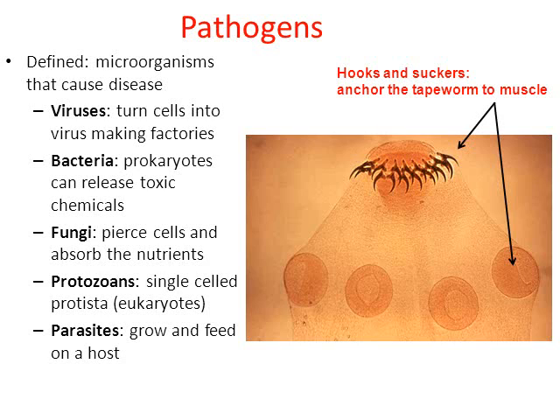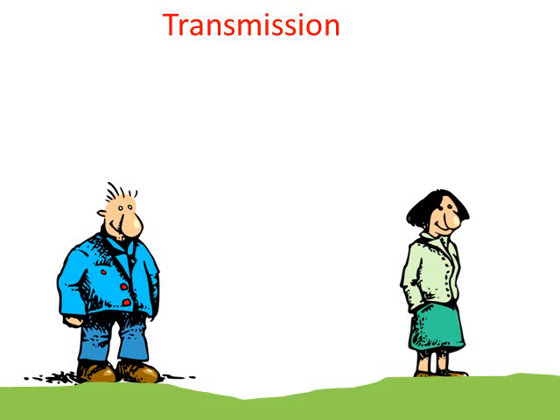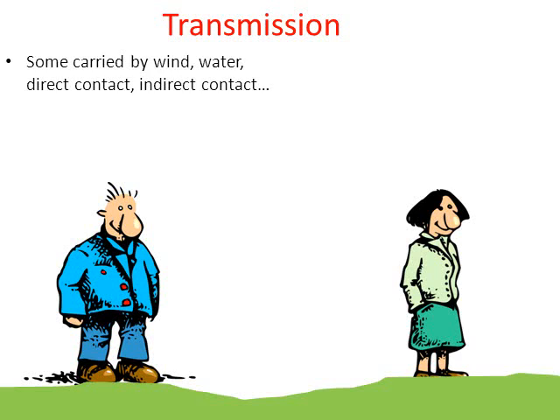Our immune system is designed to help keep us healthy from all of these examples of pathogens here, not just tapeworms, but all the ones on the list. And so how are pathogens typically transmitted? It really depends on the pathogen. I'm sure you know examples of some that might be carried by water, by wind, direct contact and indirect contact.